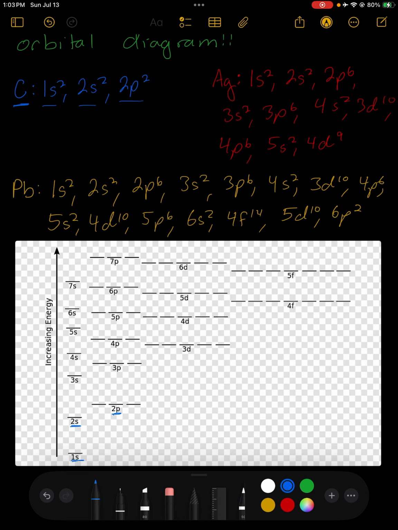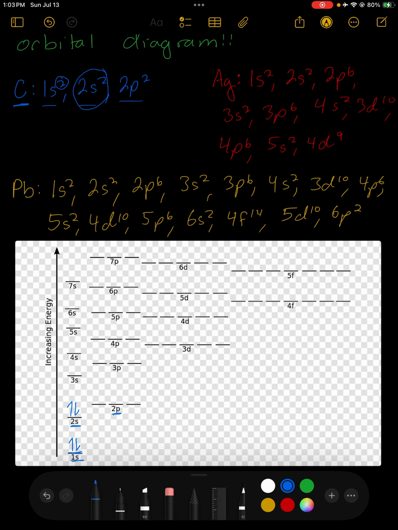Within that 1s space, we know that there are 2 electrons. There's only one line here because s orbital spaces, there's only one of them per shell. So we're going to put an up arrow and a down arrow to represent those 2 electrons. We're going to do the same thing for the 2s2 piece of that. One up arrow, one down arrow.